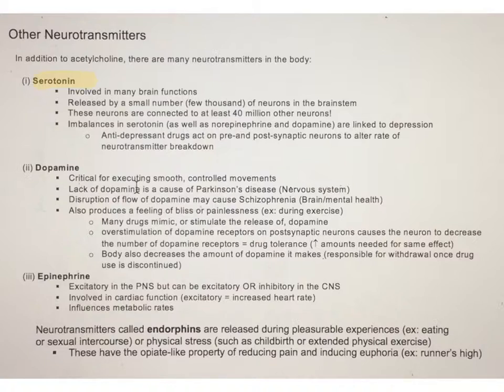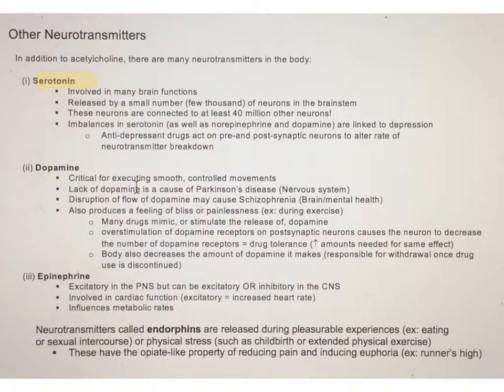So one is serotonin. Serotonin, I'm sure you've heard of before. It's involved in many different brain functions. It's released by a small number, and again, a small number in terms of our brain is a few thousand neurons in the brainstem. And these neurons are connected to at least 40 million other neurons, so it's a very, very important neurotransmitter in our brain.